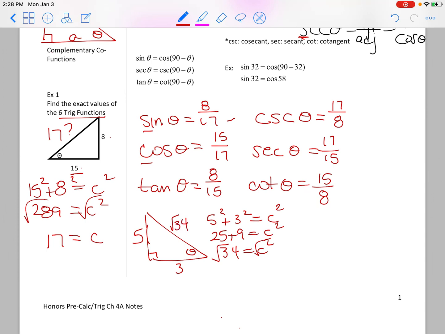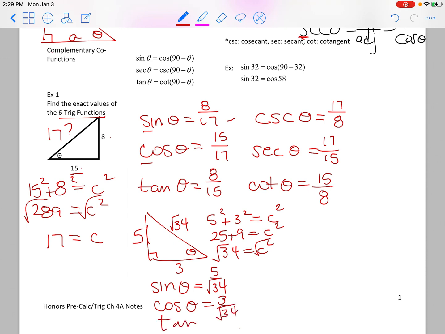Now I have to do all the remainder. I find all my things. And you're not going to be asked to simplify or rationalize with square roots unless it's part of the unit circle, and we haven't got there yet, so you don't need to do that. You can if you want to, but you don't have to. So sine would be 5 over root 34. Cosine would be 3 over root 34.